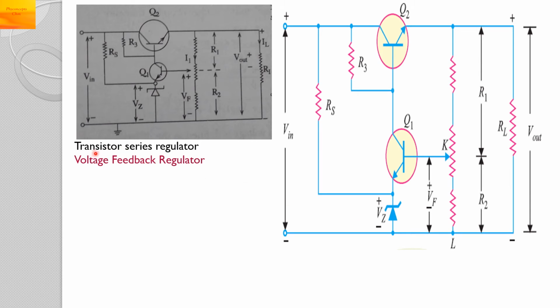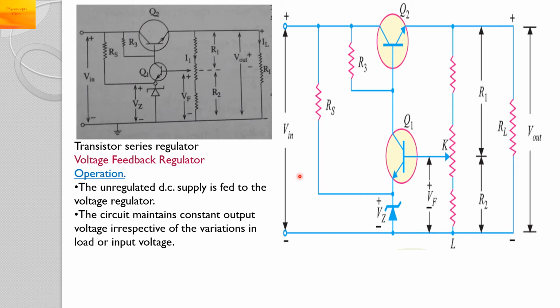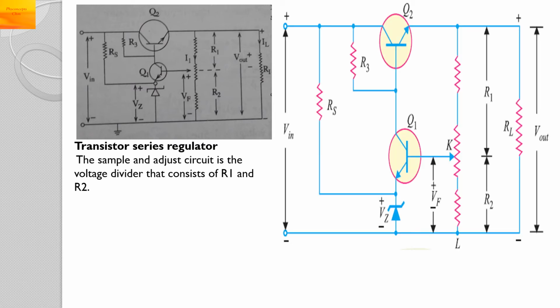Again, we will see the transistor series regulator in the form of a voltage feedback regulator, where a feedback mechanism is used. There is the unregulated DC supply Vin fed to the voltage regulator. The circuit maintains constant output voltage irrespective of the variations in the load or the input voltage. Transistor Q2 is called a pass transistor because all the load current passes through it. Both these circuit diagrams are the same.